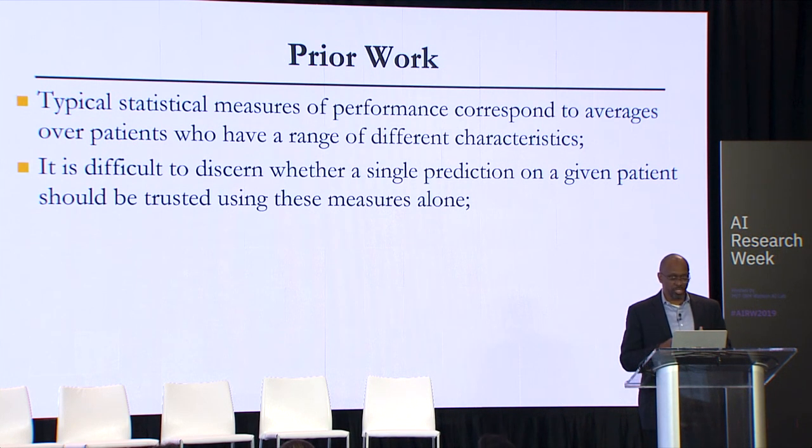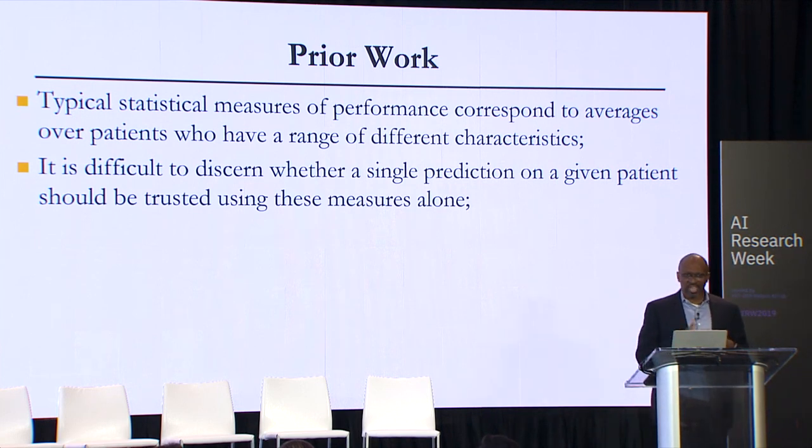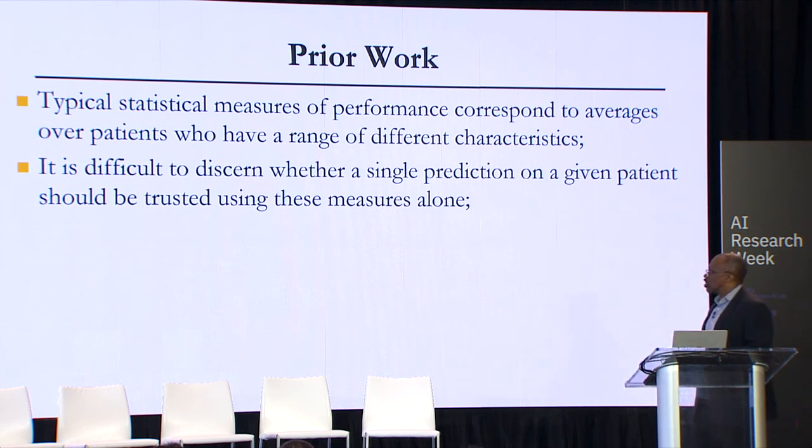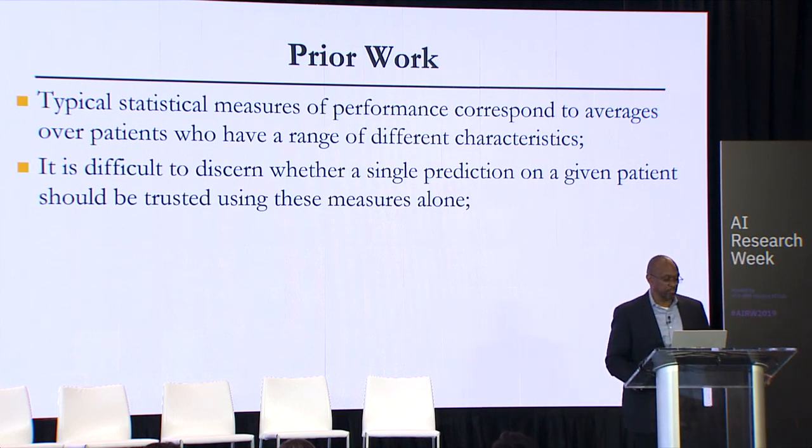Now, this is not new. People have talked about this sort of stuff before, mainly in other settings. We have these statistical measures of performance: sensitivity, specificity, precision, some kind of aggregate statistics about trustworthiness. But it's still difficult to know whether that is really applicable and how to use it for a single prediction or for a particular patient subgroup.